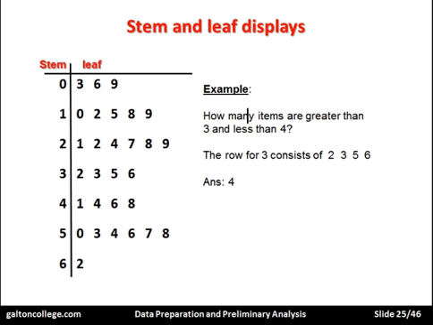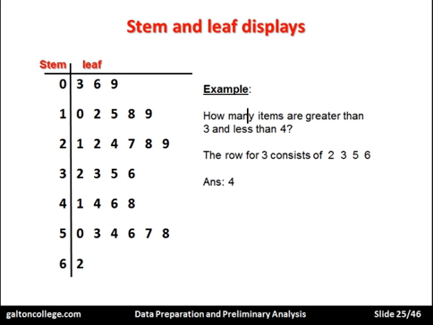Here we've got an example. How many items are greater than 3 and less than 4? Well, greater than 3. So we look at the row for 3, and this consists of 2, 3, 5 and 6. There are 4 items in there. So 2, 3, 5 and 6. 4 items, so the answer is 4.